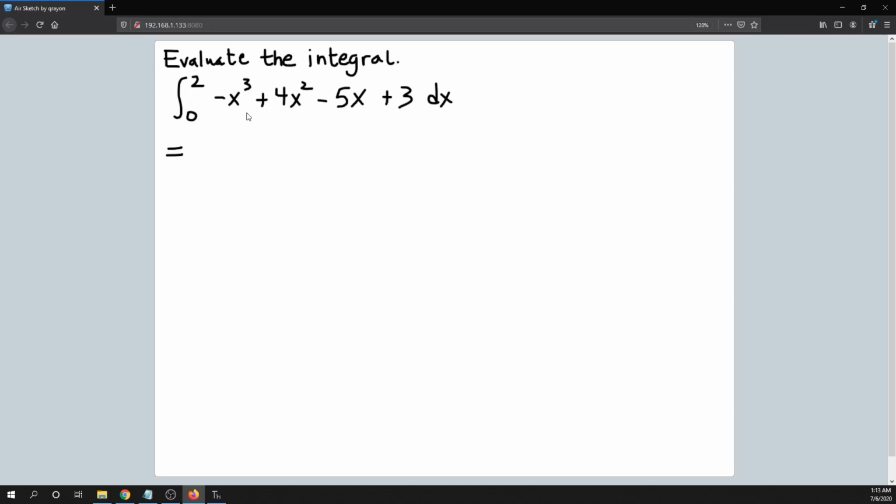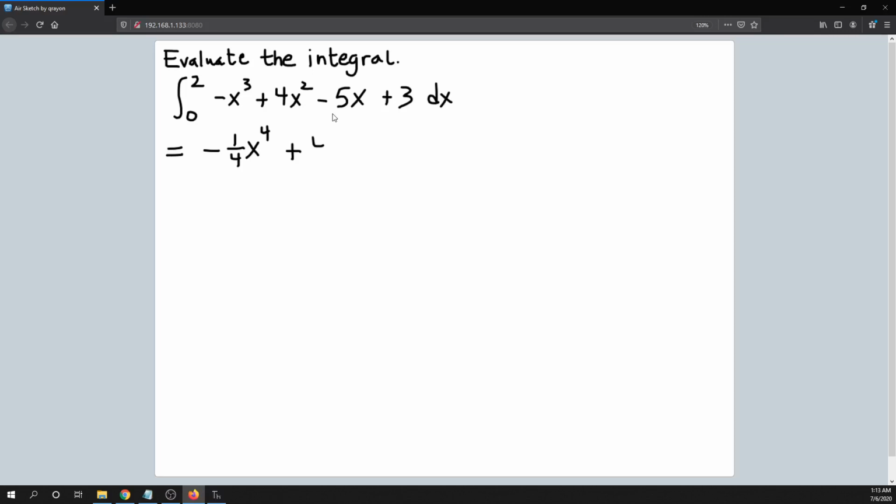So starting with the first term, I have a constant multiple rule, a negative 1 times x cubed. The constant multiple rule says I can rewrite the constant and then multiply by an antiderivative of x cubed. Using the power rule, I would add 1 to the power and divide by the new power, which is the same as multiplying by 1 over the new power. So either x to the 4th over 4 times minus 1 or minus 1/4 x to the 4th as I've got it written here. All right, next up I would add the antiderivative of 4x squared.